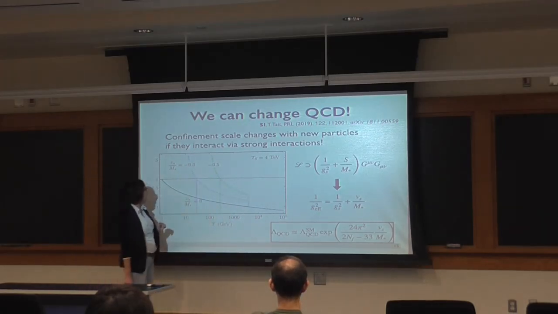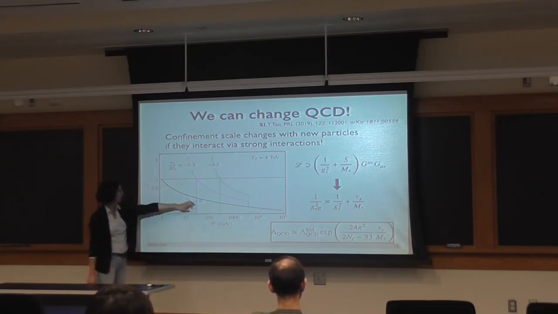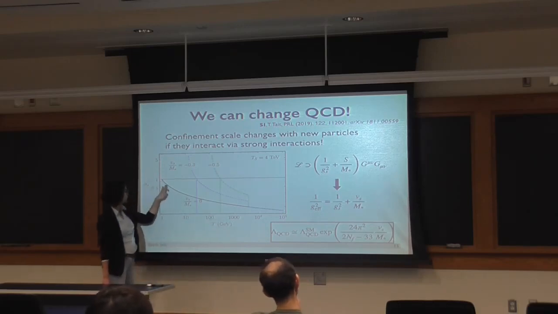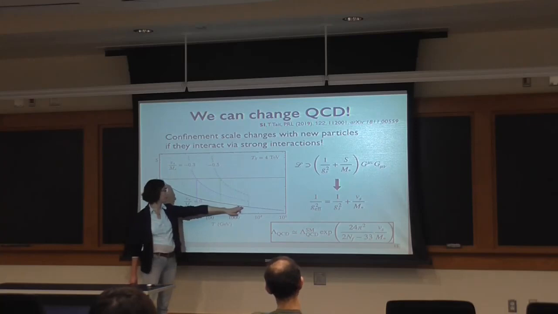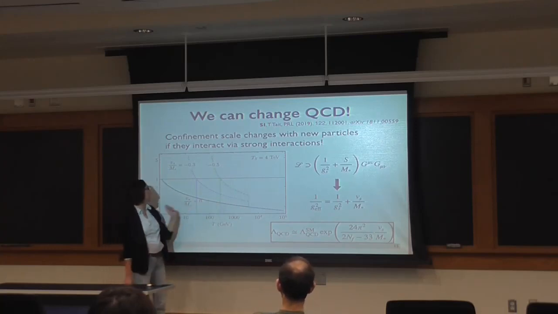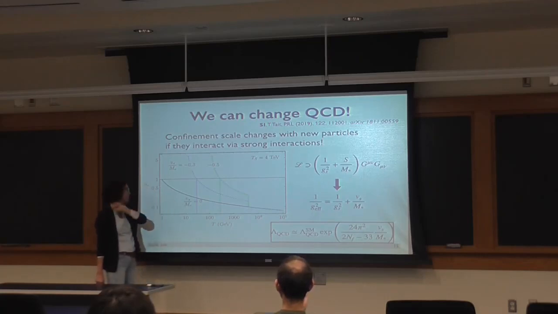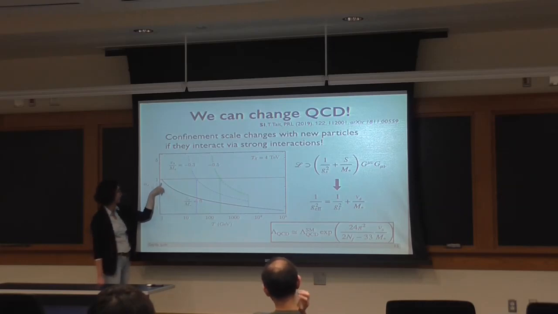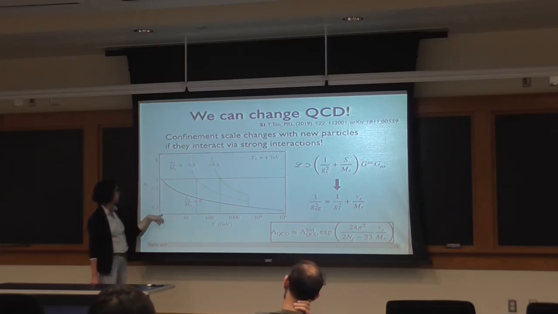So this is again the same plot of QCD coupling constant versus temperature. Here, this purplish solid line is what would have happened in the standard model. The QCD coupling constant just runs with energy and becomes strong at a temperature of about 1 GeV.